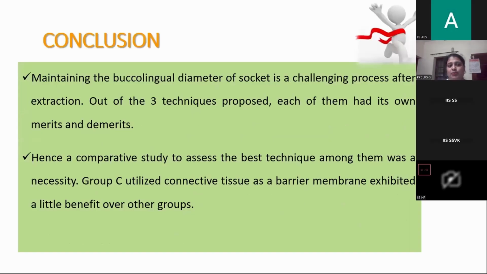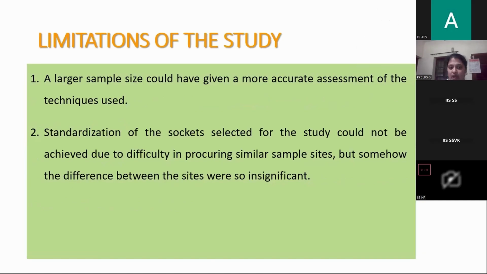Coming to conclusion, maintaining the buccolingual diameter of a socket after extraction is a challenging process. Out of the 3 techniques proposed, each of them had its own merits and demerits. Hence, a comparative study to assess the best technique among them was necessary. Group C utilized connective tissue graft as a barrier membrane, which exhibits a little benefit over the other 2 groups. A limitation of the study was that a larger sample size could have given a more accurate assessment. Standardization of the sockets selected for the study could not be achieved due to difficulty in finding similar sample sets, but somehow the difference between sites was insignificant.